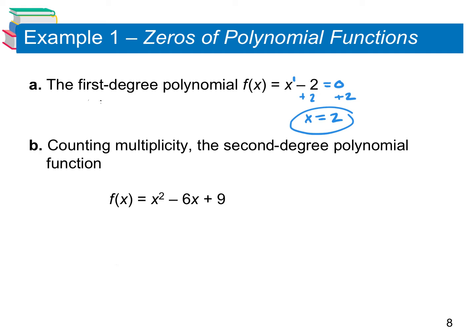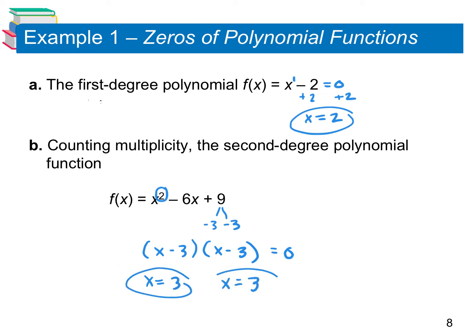In B, how many answers are we going to have? 2, because it's x squared. So we would have to factor this to solve. What are 2 factors of 9 that add to negative 6? Negative 3 and negative 3. So we have x minus 3 and x minus 3. So then x is equal to 3 and x is equal to 3. So these are our 2 solutions. So even though they're the same thing, it's still 2 answers.